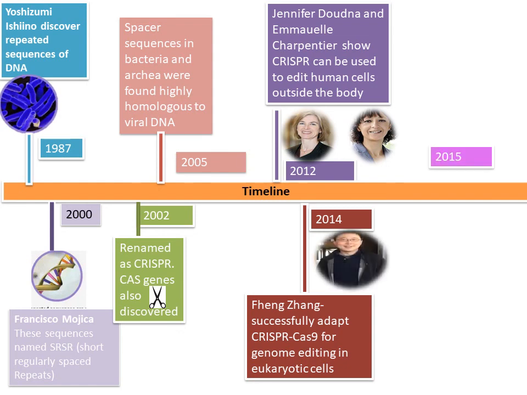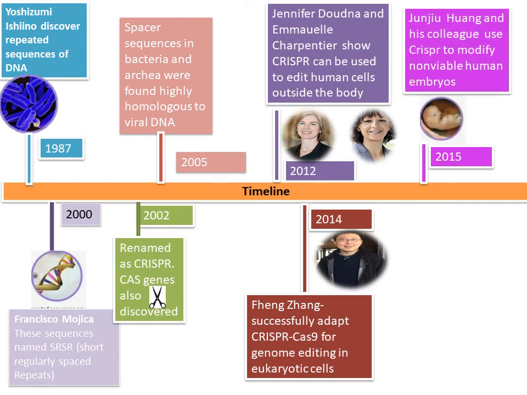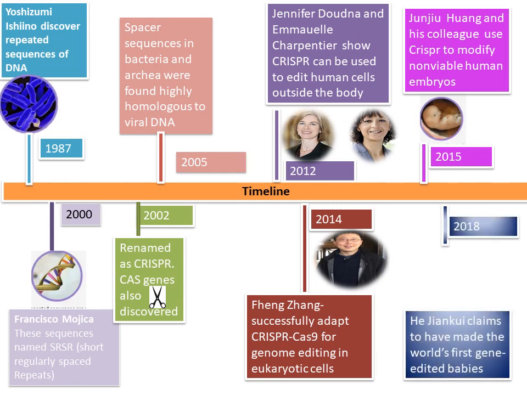the human cells. Then, in 2015, a scientist named Junjiu Huang and his colleagues used CRISPR to modify a non-viable human embryo. Although his paper was rejected by a top Western journal on the grounds that it did not follow the ethics. Then, in 2018, He Jiankui claimed to have made the world's first gene-edited babies. His research was also condemned by the scientific community on ethical grounds.